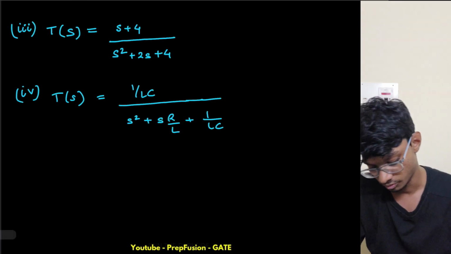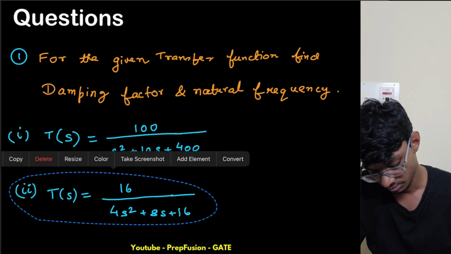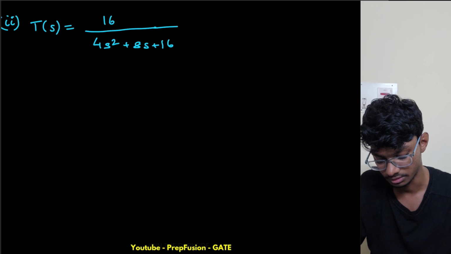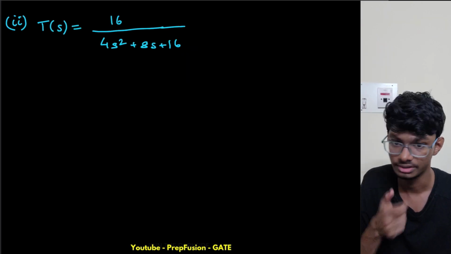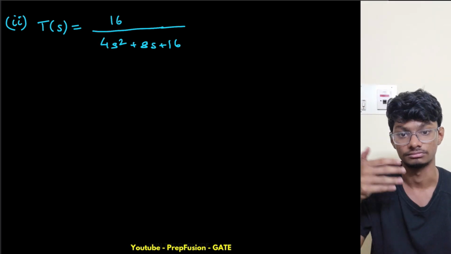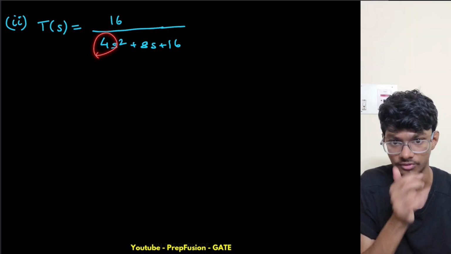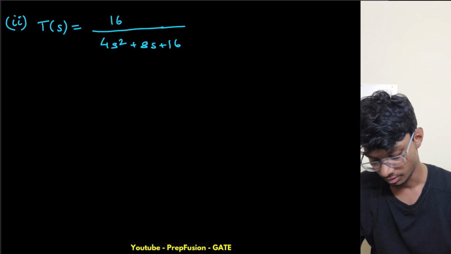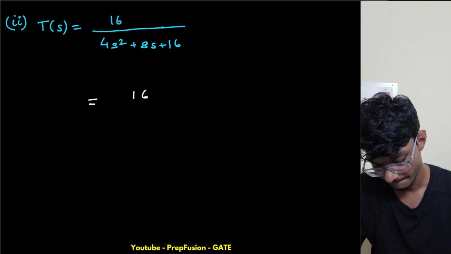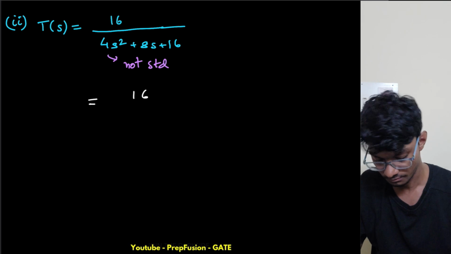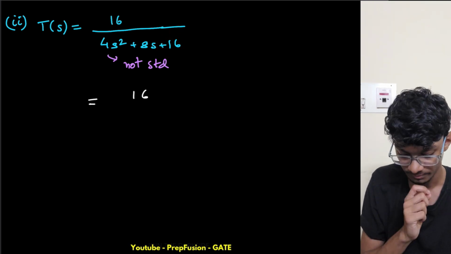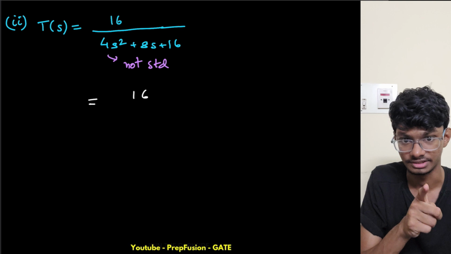Now let's go to the second question. Is this in the standard format? What I can see is this is not in the standard format, right? Why? Because the coefficient of s square isn't 1. It is some non-unity value. So I will take common the coefficient of s square so that this becomes 1. That's why finding omega n from here is risky. If you find omega n from here, you will see that it is 4, but it isn't actually.